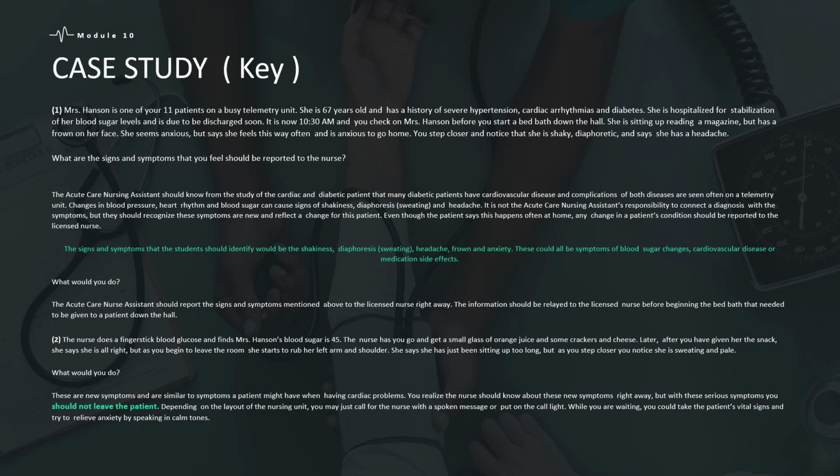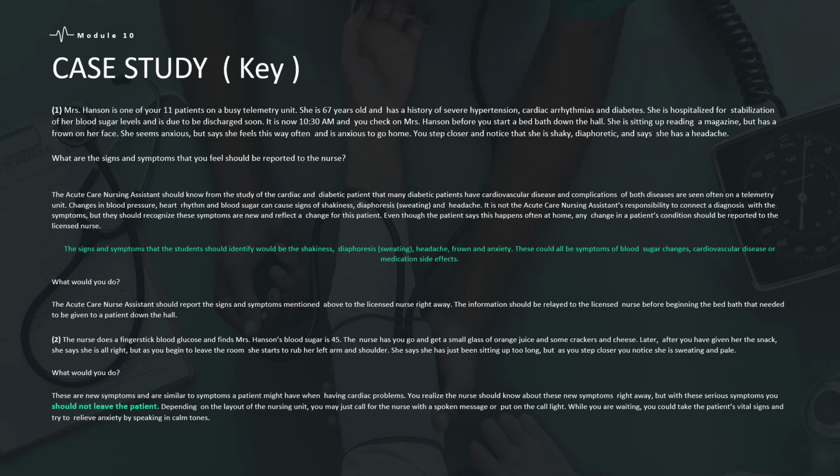The acute care nursing assistant should know from the study of the cardiac and diabetic patient that many diabetic patients have cardiovascular disease, and complications of both diseases are seen often on a telemetry unit. Changes in blood pressure, heart rhythm, and blood sugar can cause signs of shakiness, diaphoresis, and headache. It is not the acute care nursing assistant's responsibility to connect a diagnosis with the symptoms, but they should recognize these symptoms are new and reflect a change for this patient.